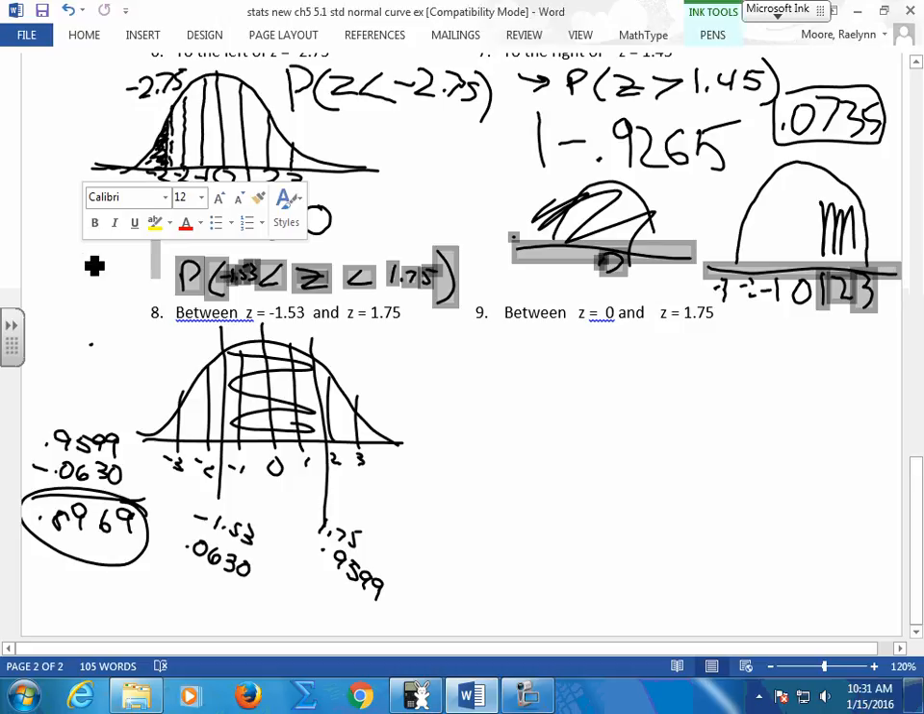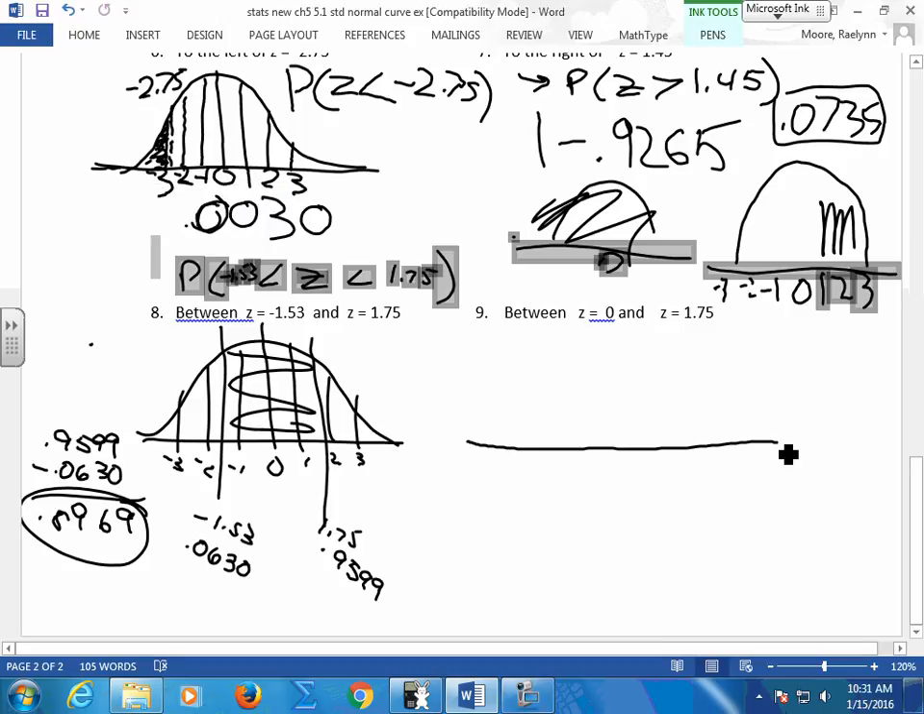Anybody willing to do this one? That's the easy one. You don't even have to look anything up. All right. Guess I'll have to do it.